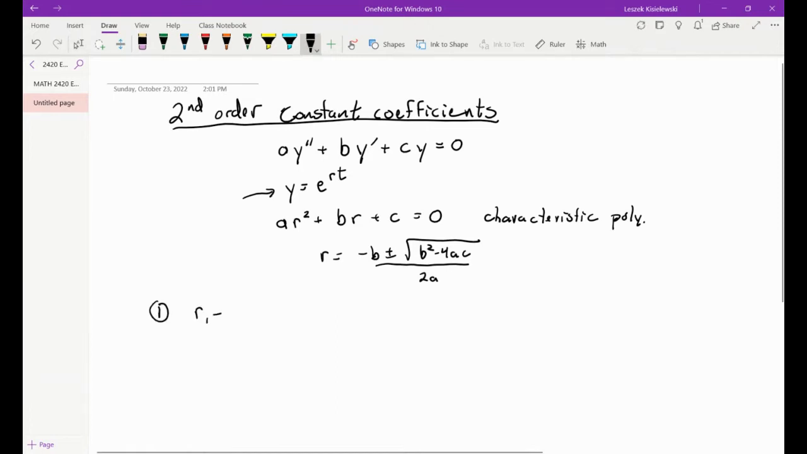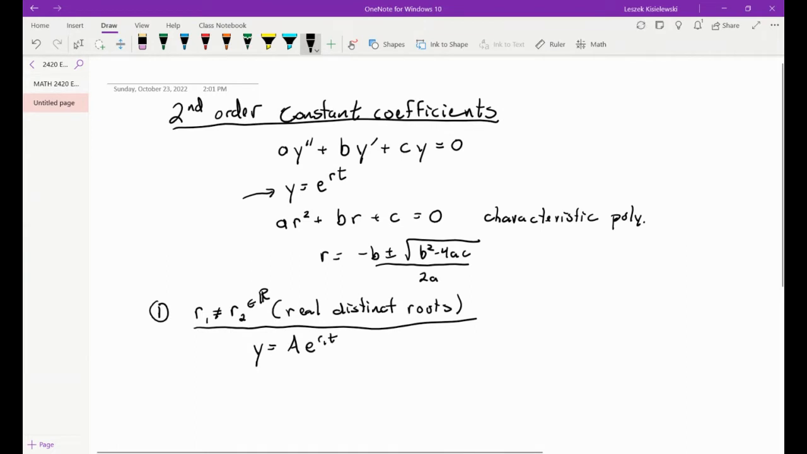The roots of your characteristic polynomial are real and distinct. So this is the real distinct case. And in that case, our general solution to this homogeneous equation is just some linear combination of the fundamental solution set. Okay, so quick example.